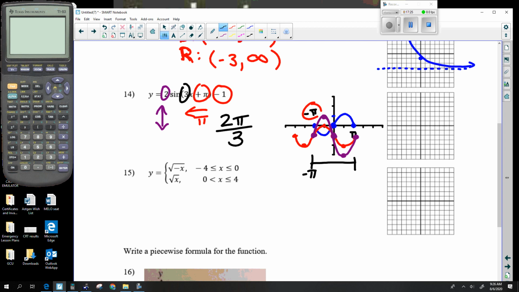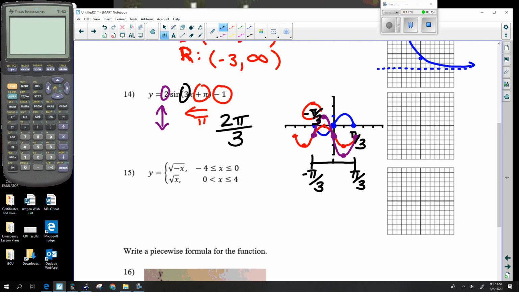is still negative pi to pi, notice how this has a distance of 2 pi. This has a period of 2 pi. What I'm just going to do is turn those into thirds. So now this has a period of 2 pi over 3. So this purple picture, I'll just manipulate my graph here. Instead of saying that, I'll say that.